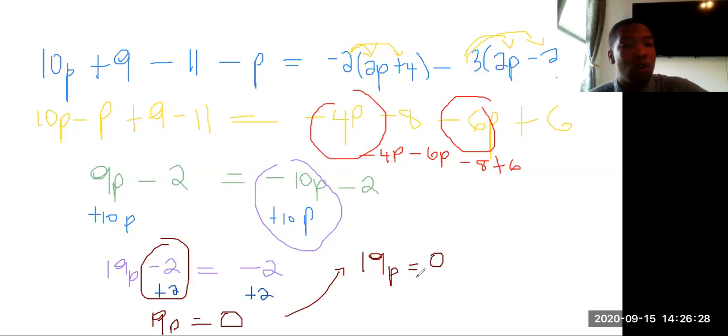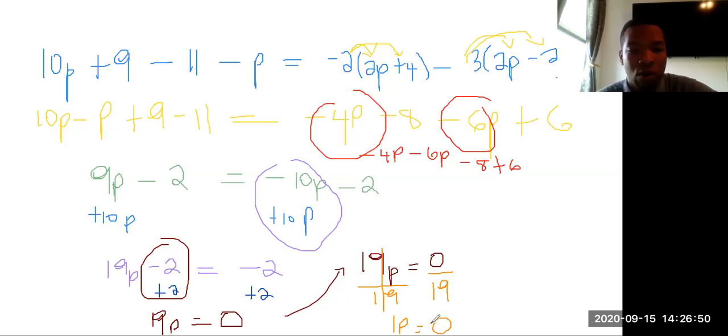I still need to find what p is. So in order to find that, I need to do the multiplicative inverse. In that case, I divide by 19. And whatever I do on one side, I do it on the other side. All right. So this is 1. So it's 1p or p. And 0 divided by 19 is 0. So p is equal to 0.